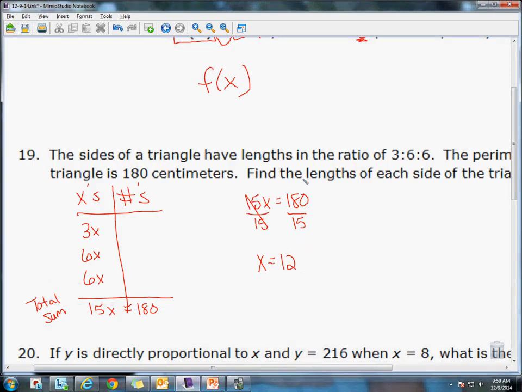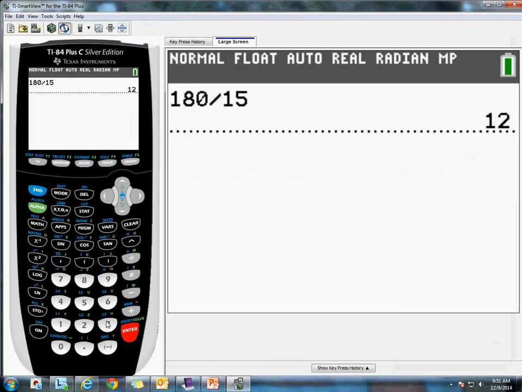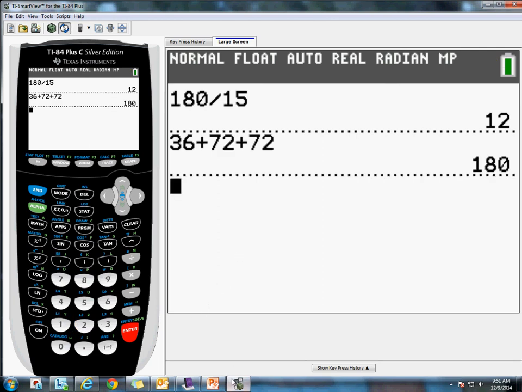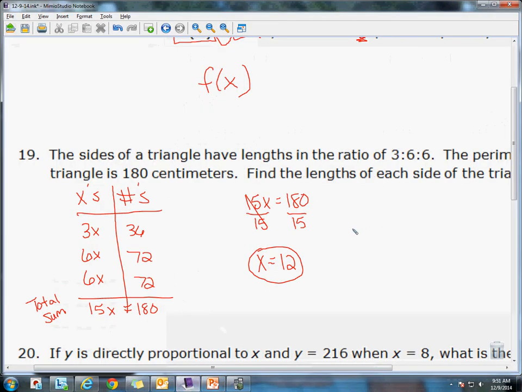That's not your answer though, because it's asking for the lengths of each side. So what you do with your answer here is we're going to plug it back in. 3 times 12 is 36. 6 times 12 is 72. The way you can check yourself is you can add up your sides. So we have 36, 72, and 72. When we add these up, it should come out to 180. And it comes out to 180. So we know here that our answer is correct. So my sides are 36, 72, and 72.